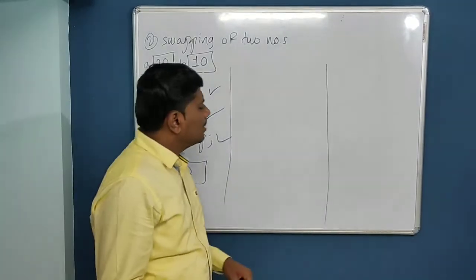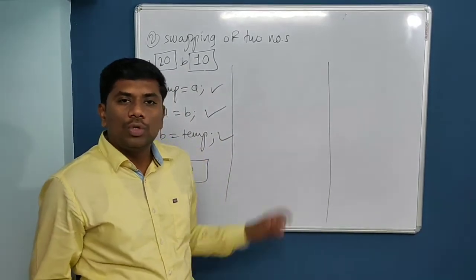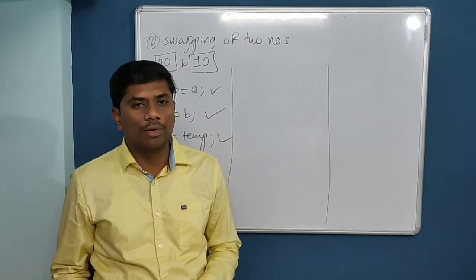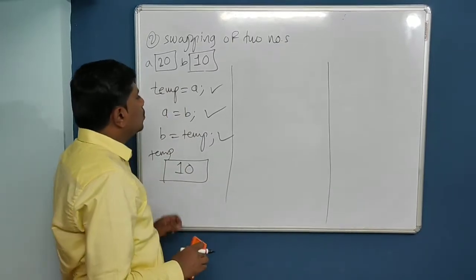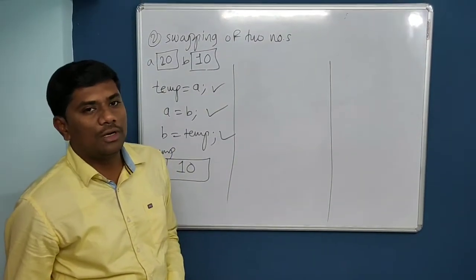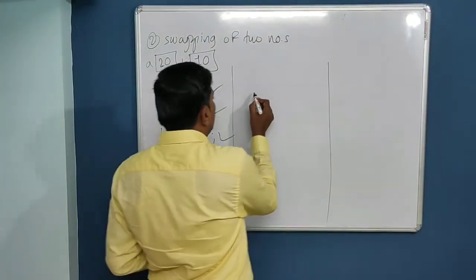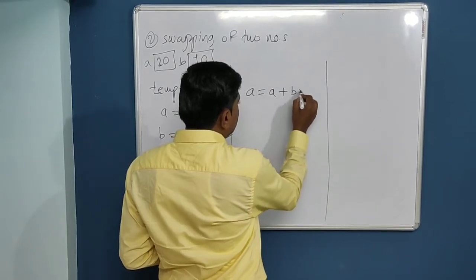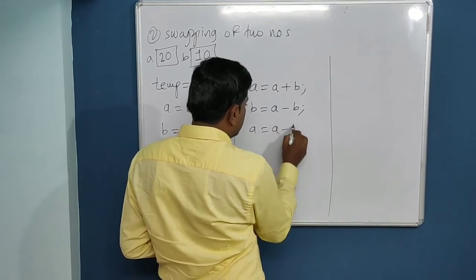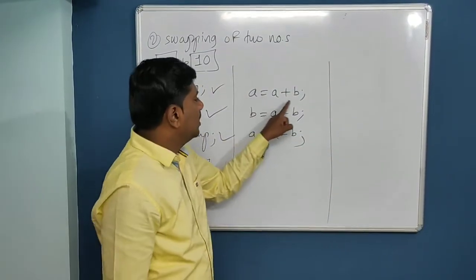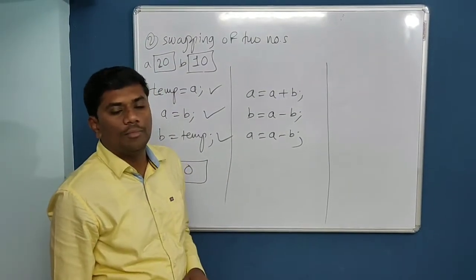Getting? So sometimes it may be possible that interviewer may ask you that now don't use third variable. So you should know that logic as well. So how to swap two numbers without using third number? That may be the next question from him. So there is one more logic you should remember. A assignment A plus B, B assignment A minus B, A assignment A minus B.